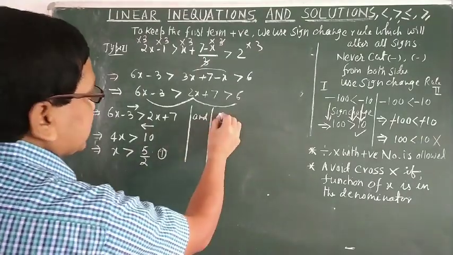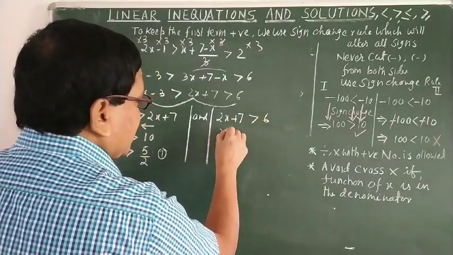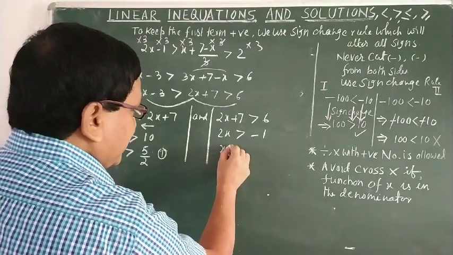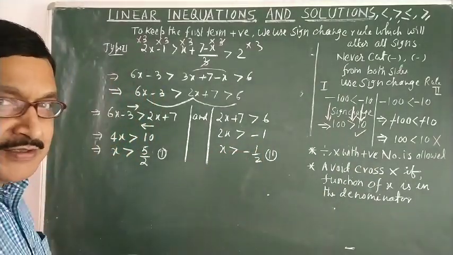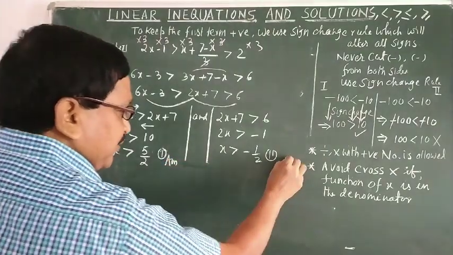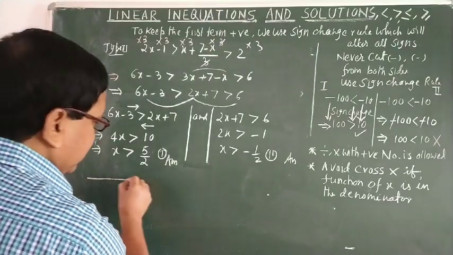And now move towards the second part. 2x plus 7 more than 6. So 2x more than minus 1. 7 is transferred to that side. So x more than minus 1 by 2. So this and this are the answer. If you are interested, this is also your answer and this is also your answer. But both answers must be combined.